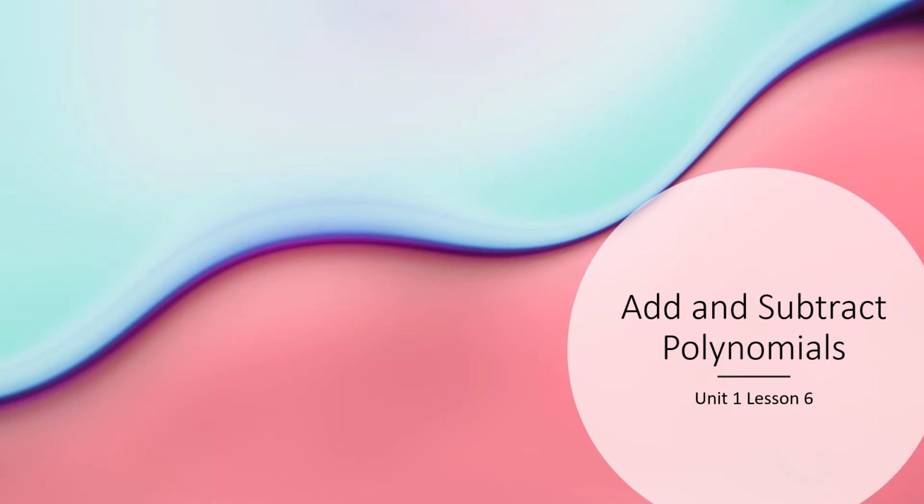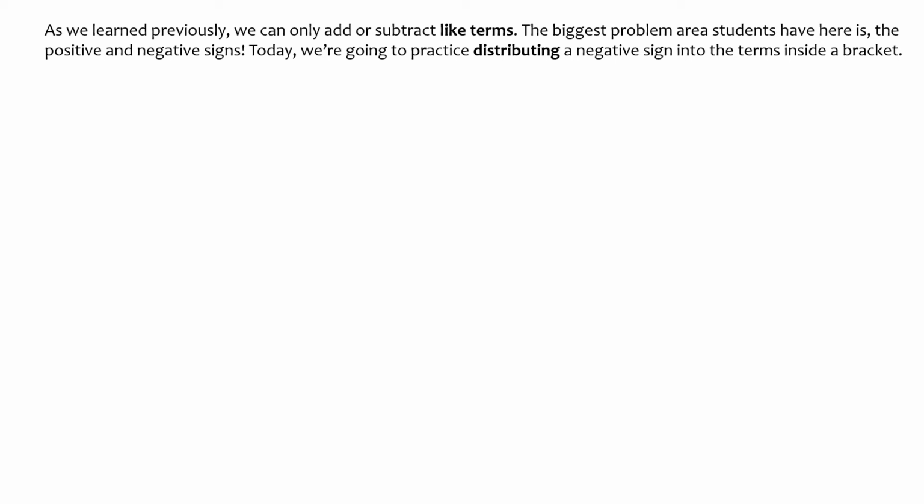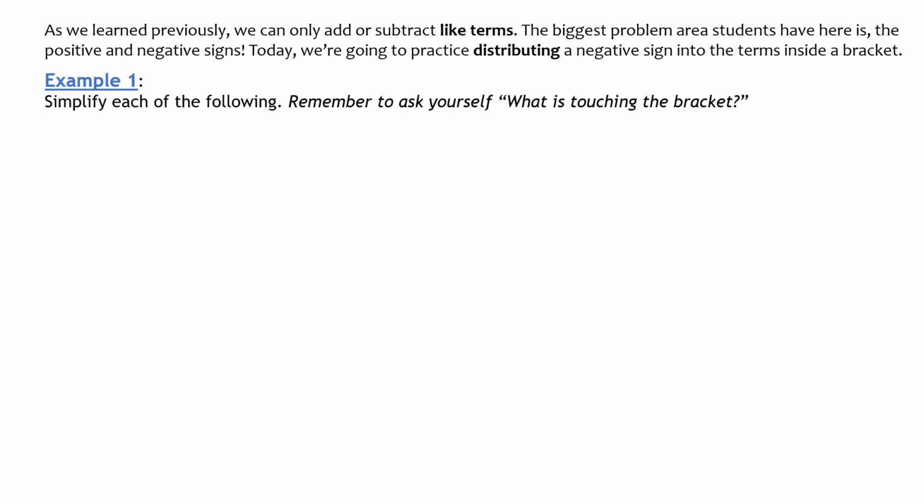We only have one slide. As we previously learned, we can only add or subtract like terms. The biggest problem area that students have here is positive and negative signs. So today we're going to practice distributing a negative sign into the terms inside a bracket. Example 1, simplify, and remember to ask yourself what is touching the bracket.